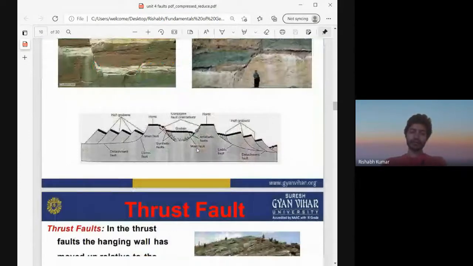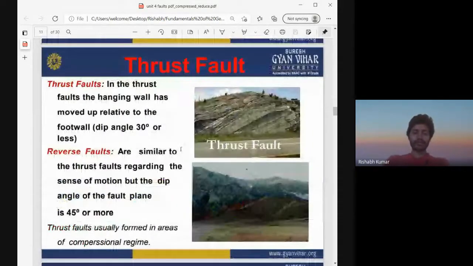Next one is your thrust fault. So in thrust faults, the hanging wall has moved up relative to the footwall, and dip angle is 30 degree or less, right? And then comes your reverse fault. It is similar to your thrust fault regarding the sense of motion, but the dip angle of the fault plane is 45 degree or more, right? तो आपका जो motion है in case of thrust fault and reverse fault is the same, in the sense that hanging wall will be moving up in both the cases.